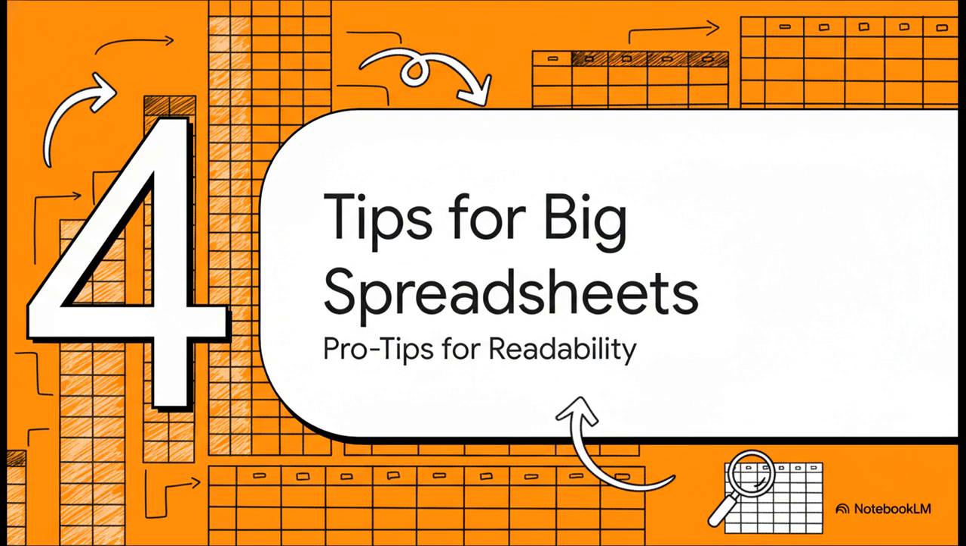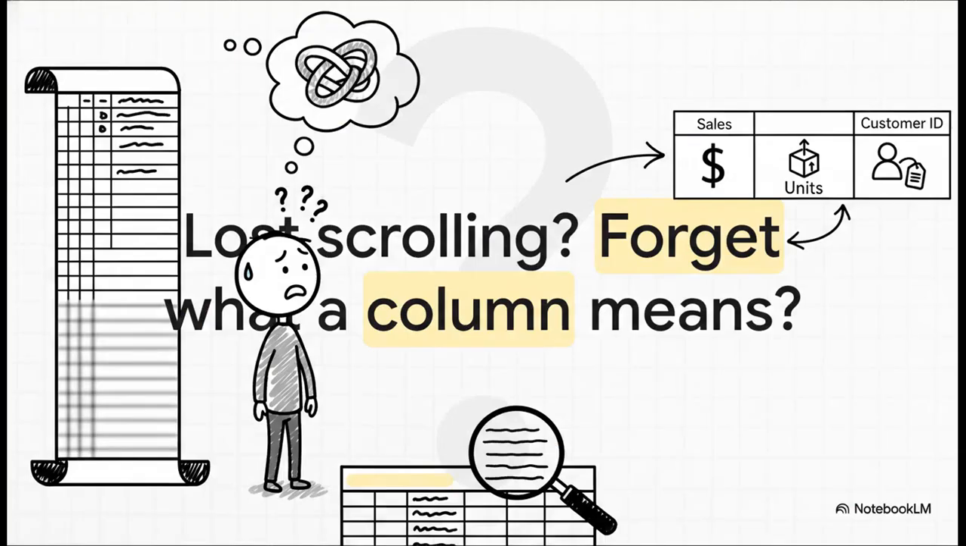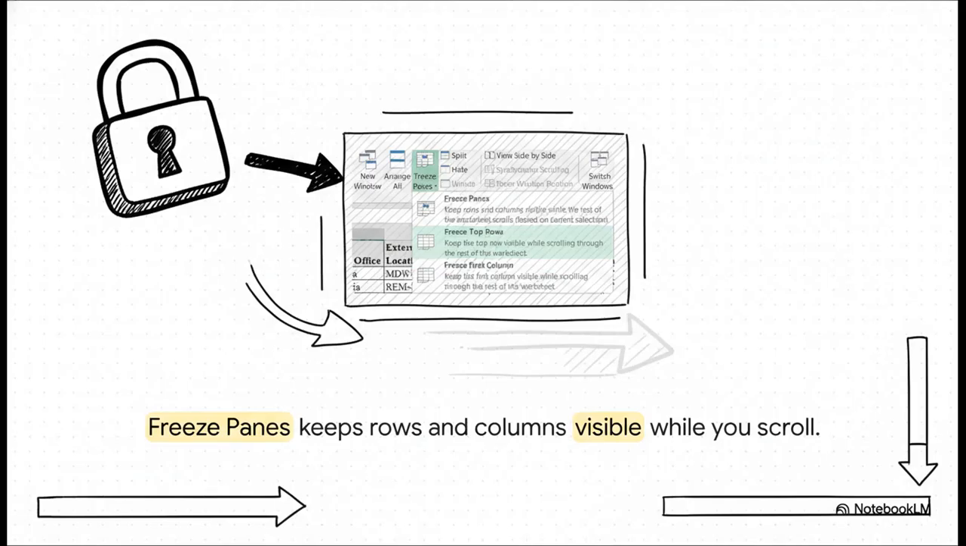So let's talk about a quick but really powerful tip to keep even the biggest data sets totally manageable. Has this ever happened to you? You're scrolling down a huge list of data, and by the time you're on, say, row 200, you've completely forgotten if column F was sales, units, or customer ID. It is a super common frustration. Well, the solution is this secret weapon called Freeze Panes. What it does is it locks your header rows or columns in place so that as you scroll, your labels always stay visible. You will never lose context for your data again.